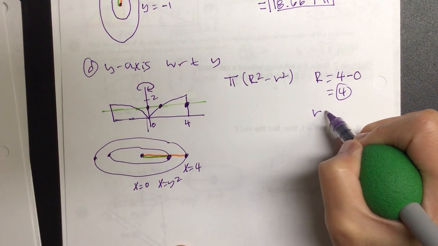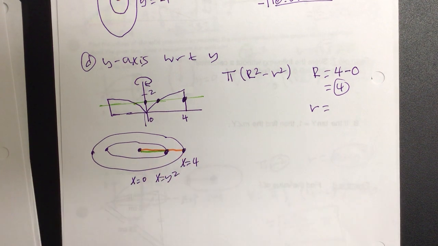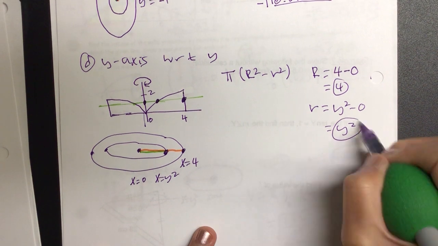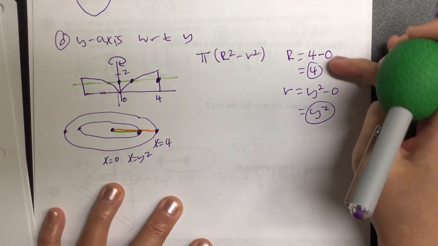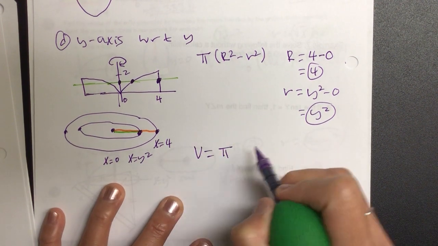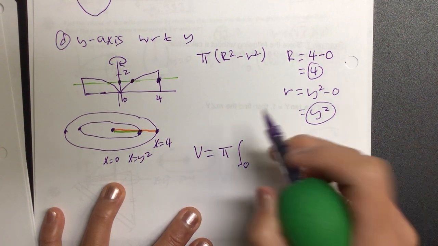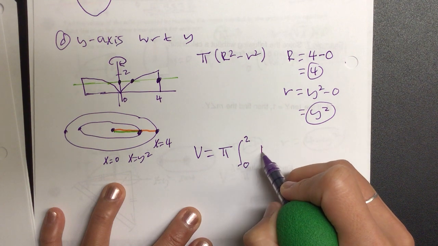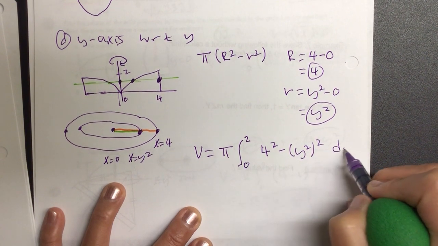For the little r, who's my right minus left? Y squared minus 0. Do I need that 0? Probably not. Again, getting that is the hardest part. The rest, we just mimic this right here. So we have our volume is equal to pi, and this is with respect to y. So what's the highest y value we're going to go up to? 2. And then we have the big R, 4 squared, minus little r, y squared all squared, dy.